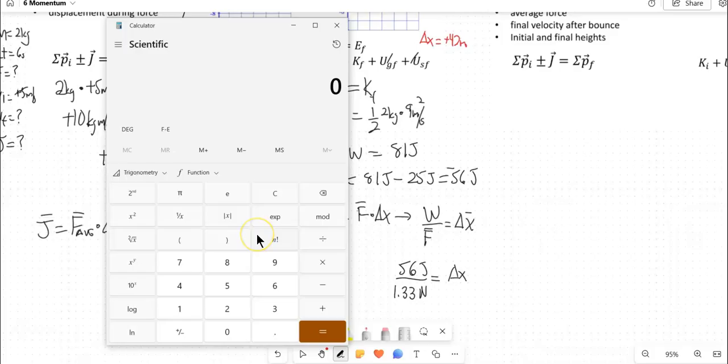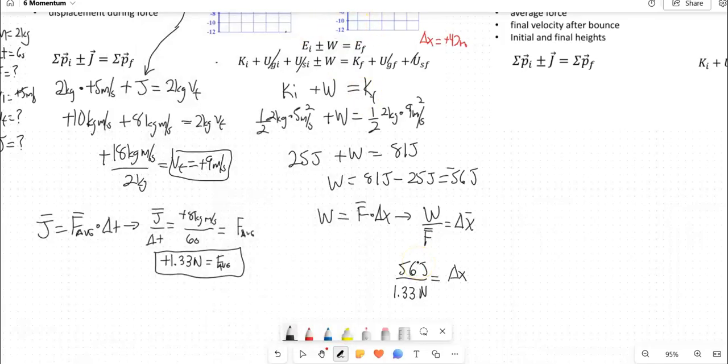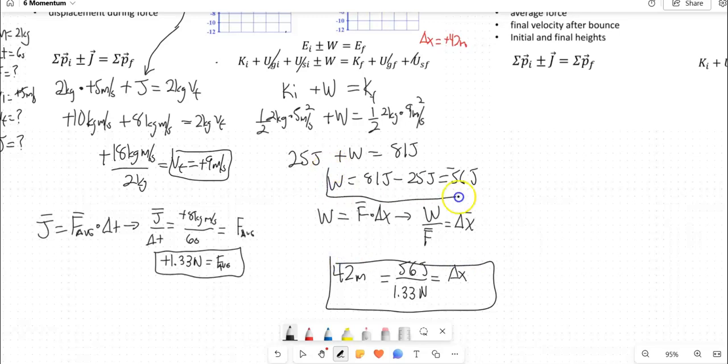I meant 56 divided by 1.33. 56 divided by 1.33, so 42. There's some rounding stuff going on, but this is 42 meters. Okay? So there are a lot of ways to do this problem.